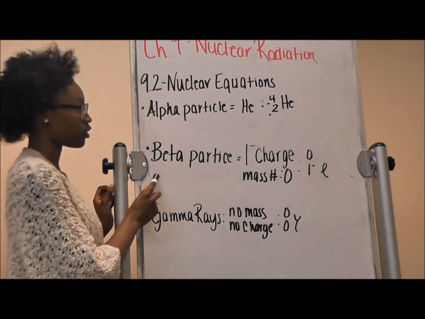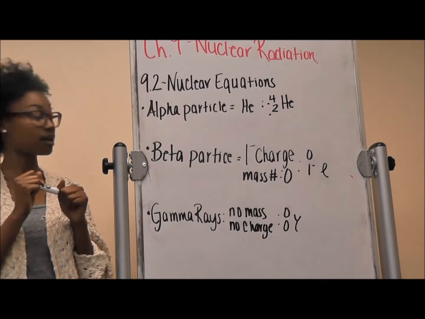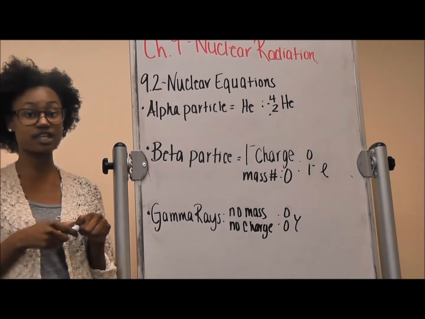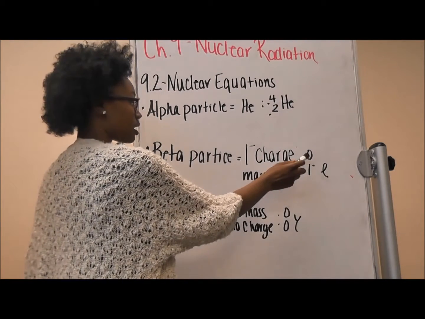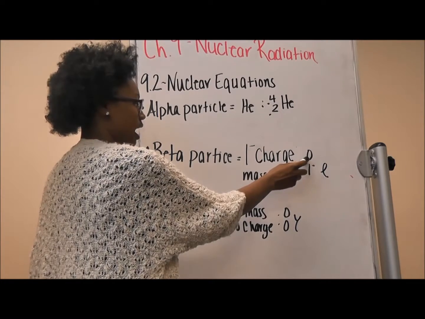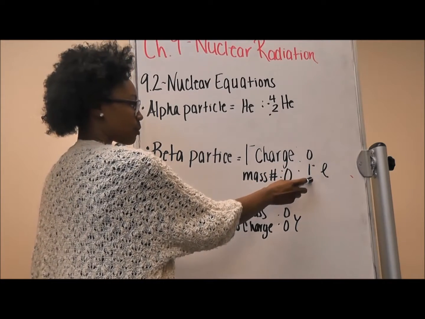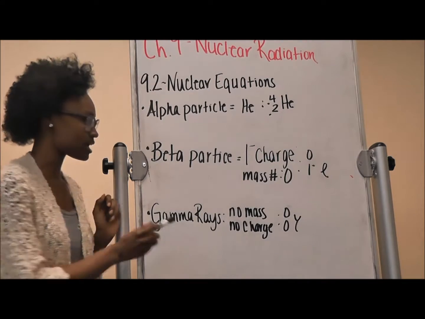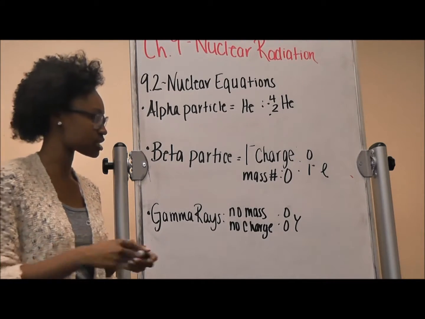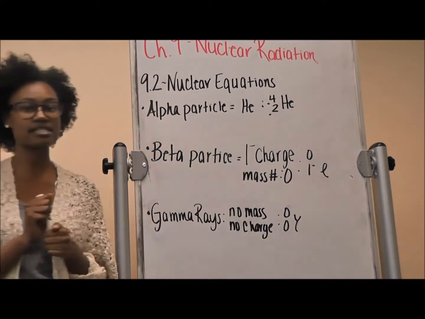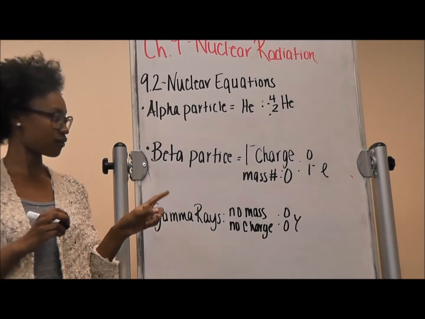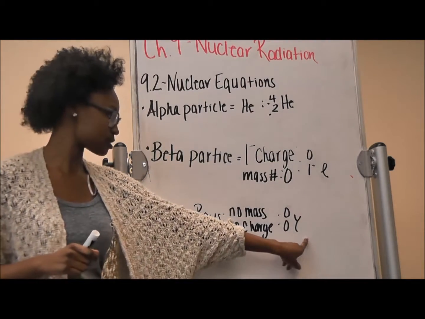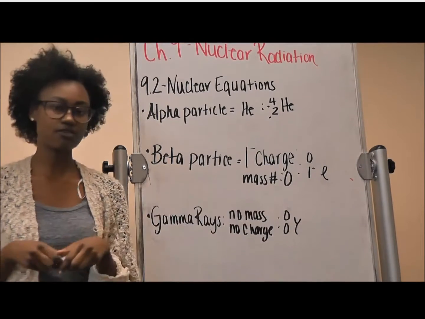The beta particle has a negative 1 charge and a mass number of 0. So the mass number of 0 goes on top and the charge, negative 1, goes on the bottom. Gamma rays have no mass and no charge, so both are represented in its symbol as 0 over 0, and the symbol for gamma is written right beside it.